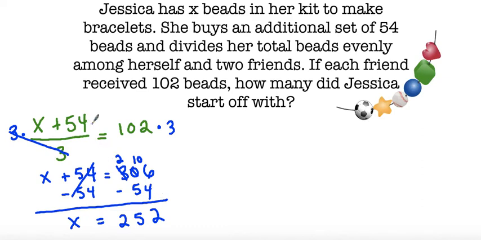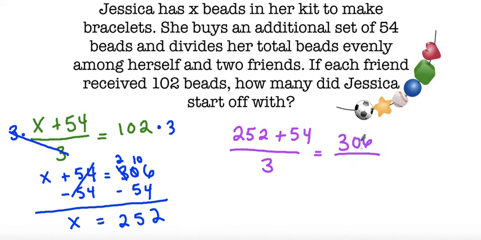She bought 54 more, which then gave her 306, and then she divided those 306 beads amongst 3 people, including herself, and everyone ended up with 102 beads. So if we wanted to check our answer, 252 plus 54 is equal to 306, which is the total number of beads she had after she bought some more, divided by 3, the number of people. That gives us 102, because everyone got 102 beads. And that's how many Jessica started off with.